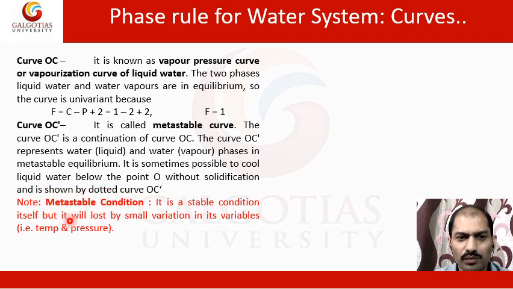O bar, OC bar. Metastable condition is a stable condition in itself, but it will be lost by a small variation in its variables, temperature and pressure, because temperature and pressure play a very important role. If they change even by small amounts, the metastable condition will be lost or it will change. So it is very important to check whether at a specific temperature and pressure this condition will come up.